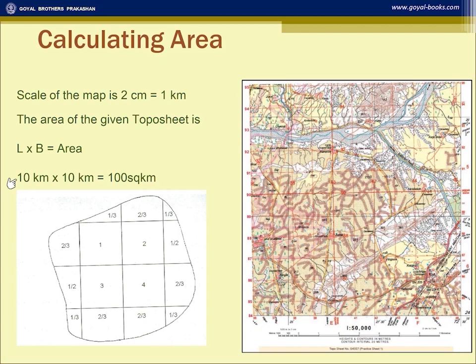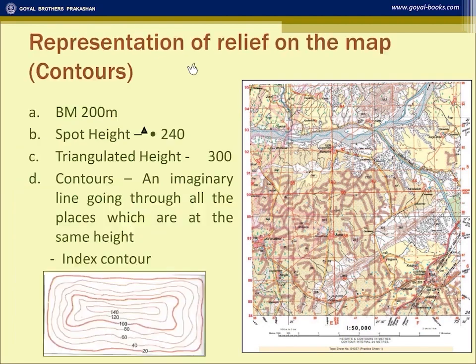So this is how we calculate the area. But sometimes when the square is less than half, we leave it, discard it, and if the square is more than half but less than full, we can take it as full. This is the rule when we are calculating the area.